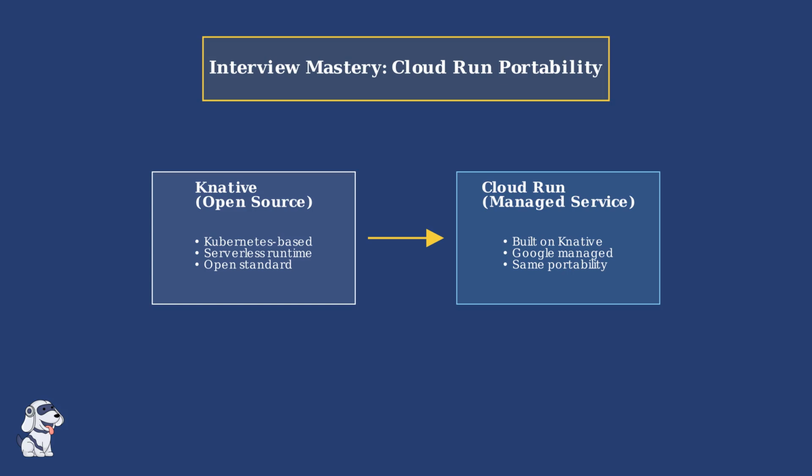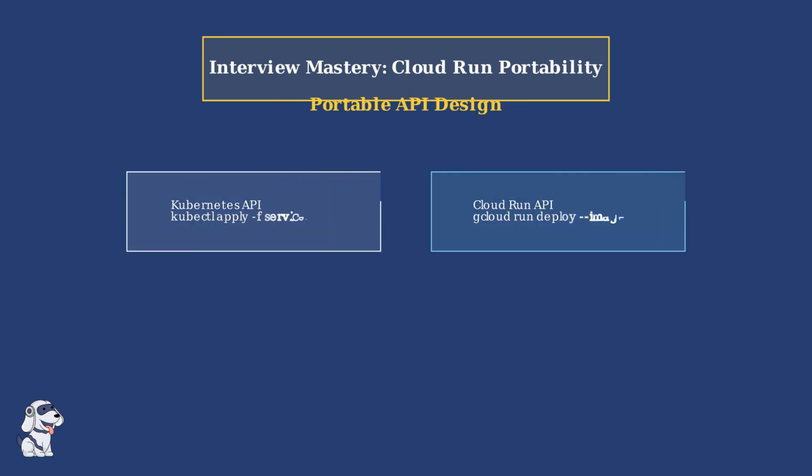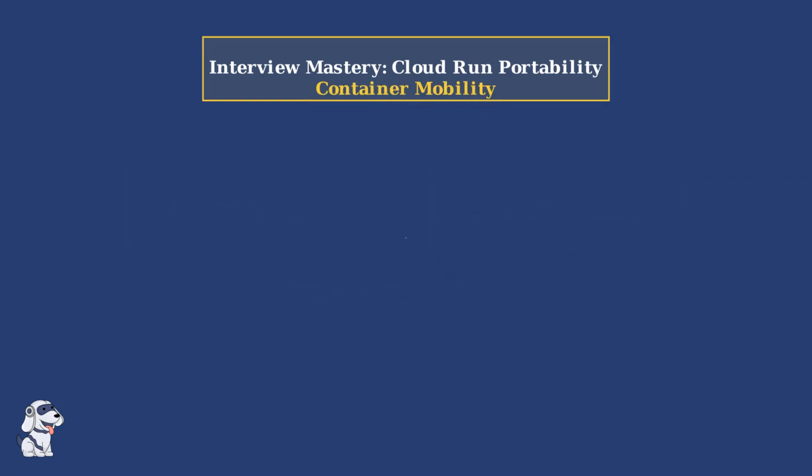Think of Knative as the open source foundation and Cloud Run as the managed service layer on top. This relationship is what enables portability. The second key point is about the portable API. Cloud Run provides an API that's similar to Kubernetes. This means developers familiar with Kubernetes can easily work with Cloud Run, and applications can be moved between different Kubernetes environments with minimal changes. The third key point is container mobility.